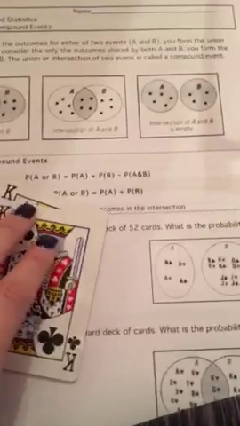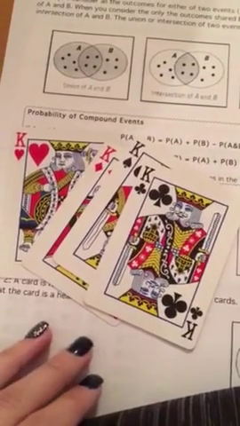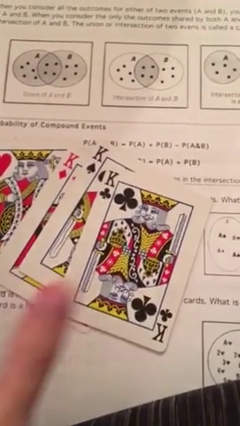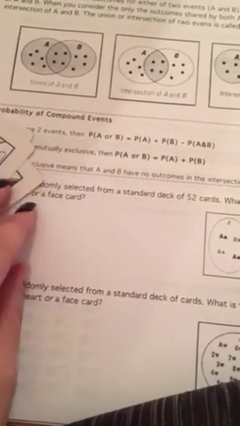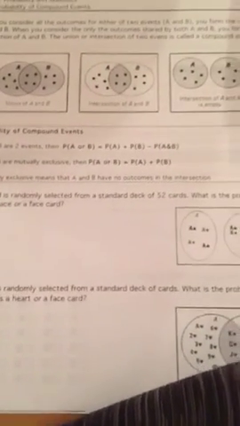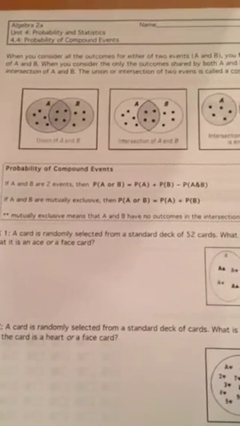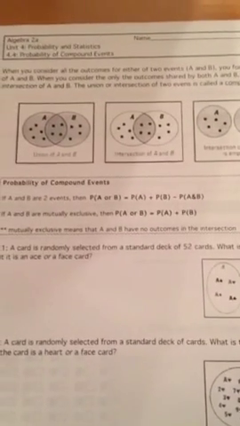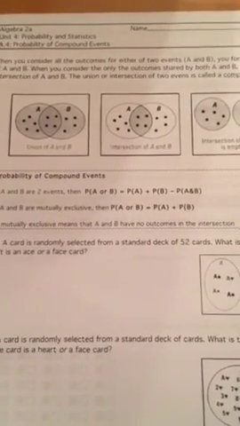If you remember, we had 4 kings, and there's 52 cards in a deck. So all we did was 4 divided by 52, and that gave us the probability of drawing a king out of a deck of cards if I choose a random card. So today we're learning about the probability of compound events.